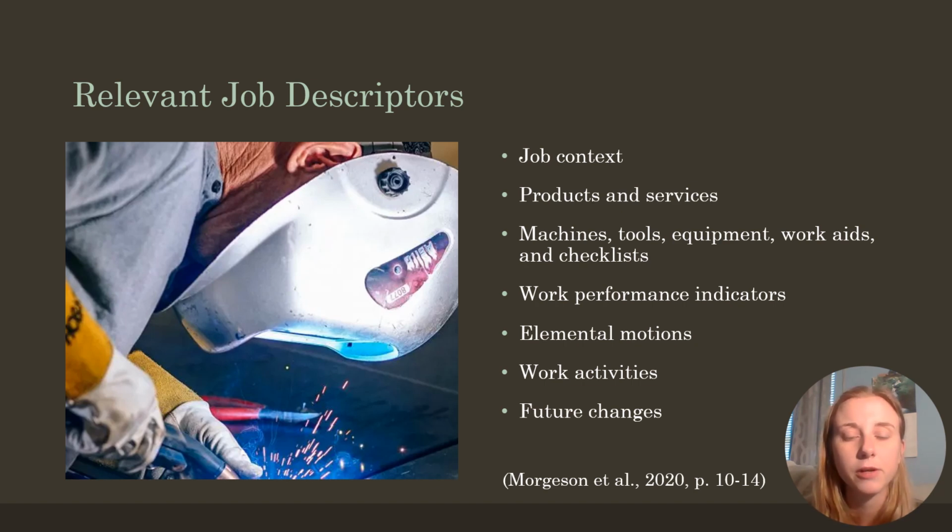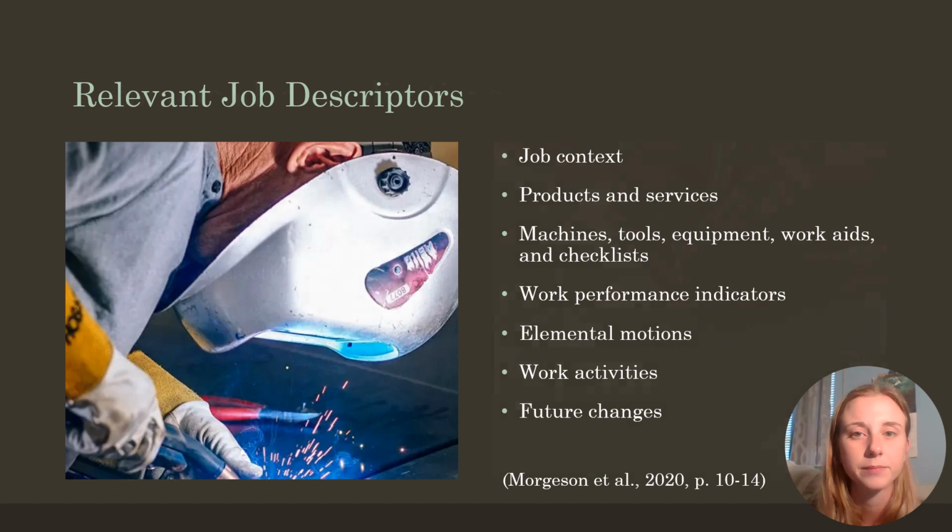Machines, tools, equipment, work aids, and checklists are used extensively in time and motion studies in order to improve job performance. The analyst will use work performance indicators in determining a standard time and sequence of steps involved in task completion. Changing tasks and adding new equipment will lead to the analyst considering how this will affect job analysis in the future.